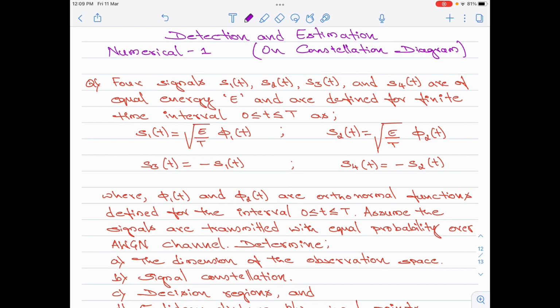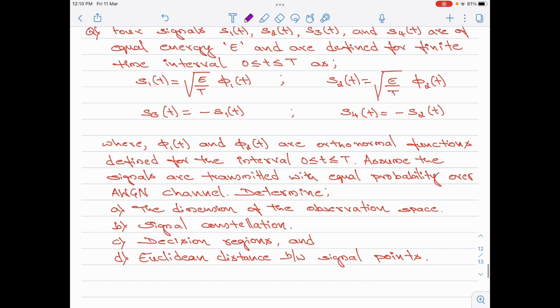where phi 1 of t and phi 2 of t are orthonormal functions defined for the interval 0 less than or equal to small t less than or equal to capital T. Assume the signals are transmitted with equal probability over an additive white Gaussian noise channel. Determine part A of the question, the dimension of the observation space, part B of the question, signal constellation, part C of the question, decision regions, and lastly part D of the question, Euclidean distance between signal points.